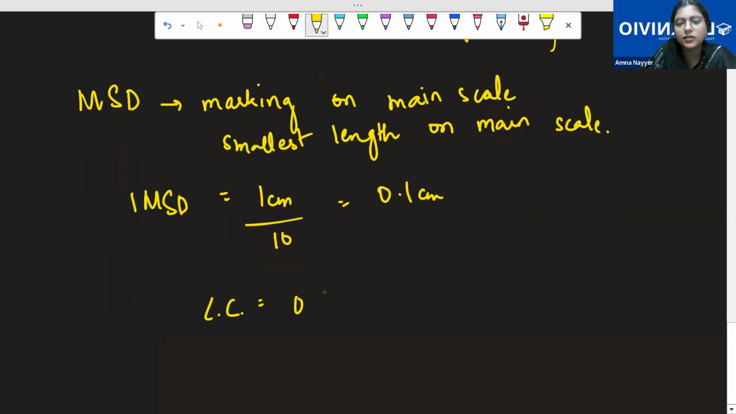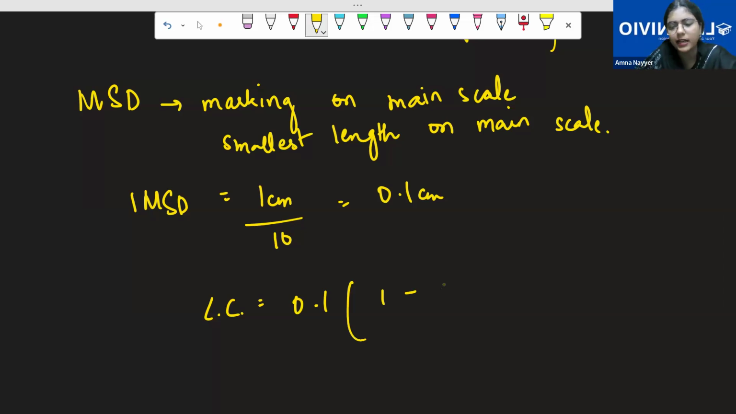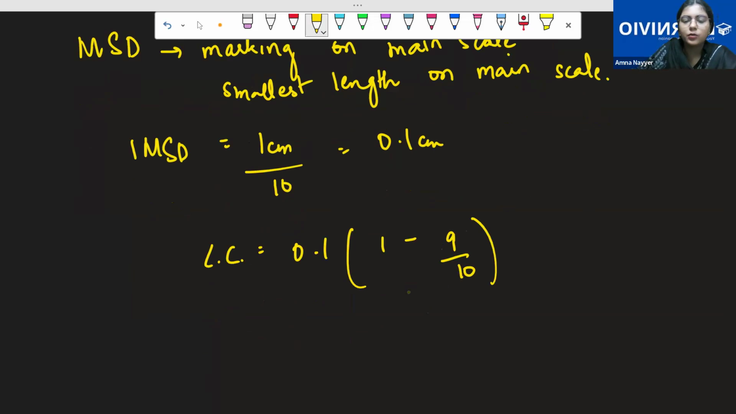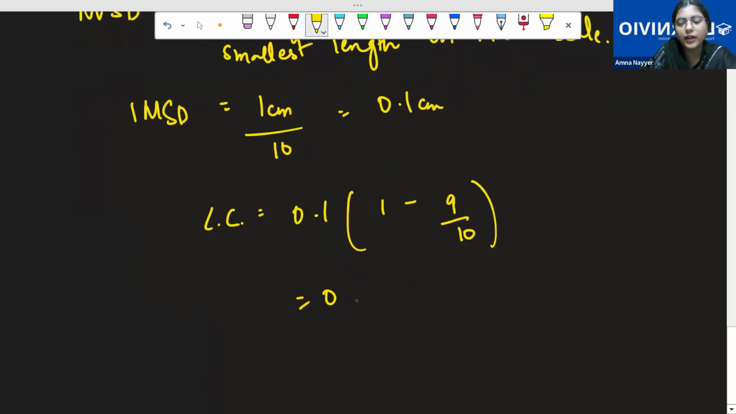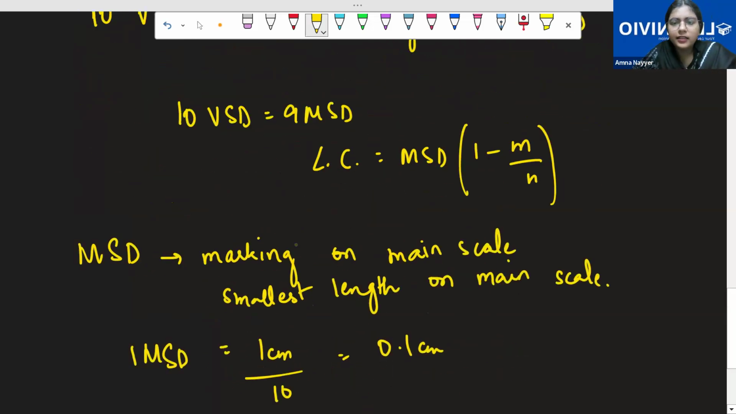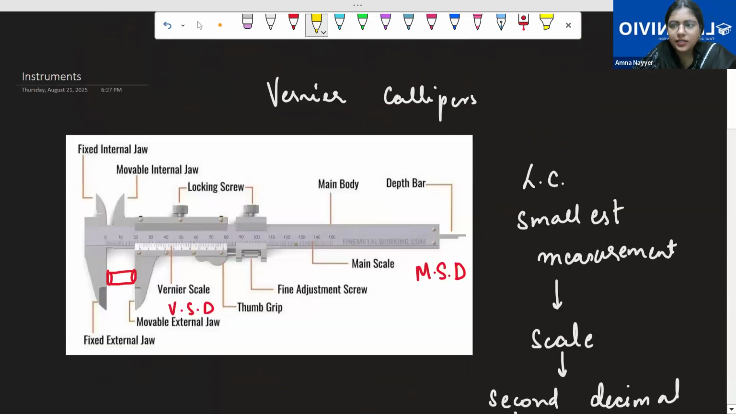Least count will be 0.1 into 1 minus 9 by 10. So that makes it 0.1 into 10 minus 9 by 10, which is equal to 0.1 into 1 by 10. That is 0.01 centimeter. The least count will come. So it will give you the data in a manner where you will get the least count correctly. Okay, and these things you should just understand.